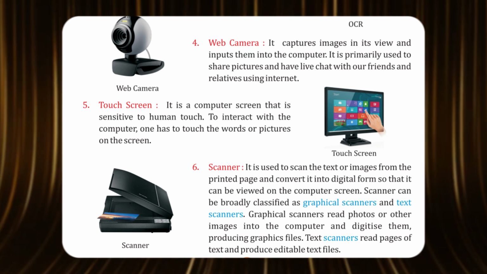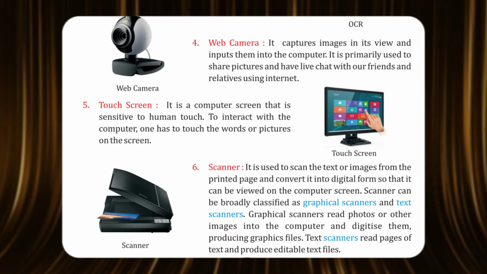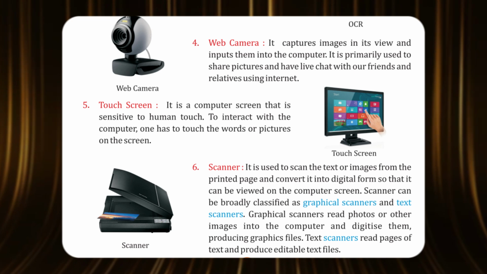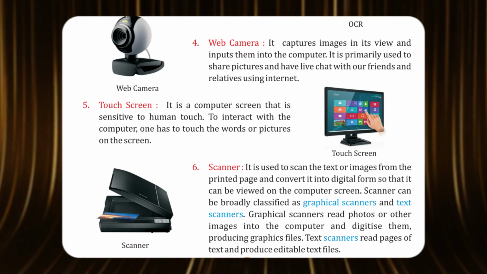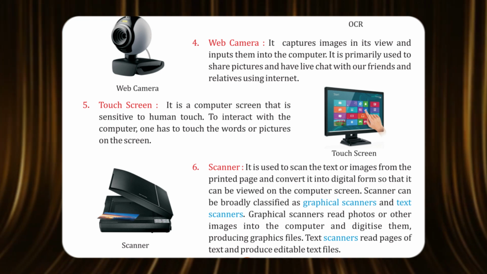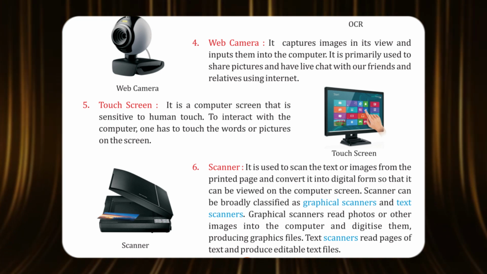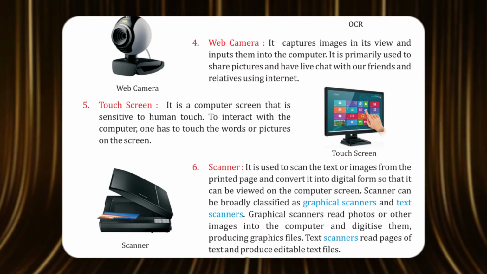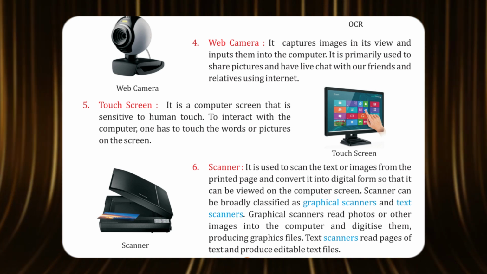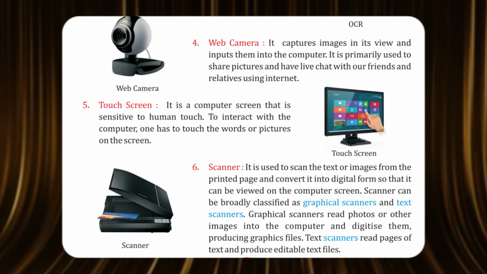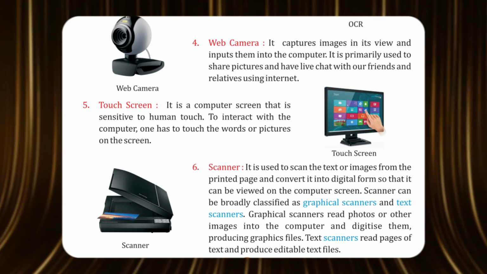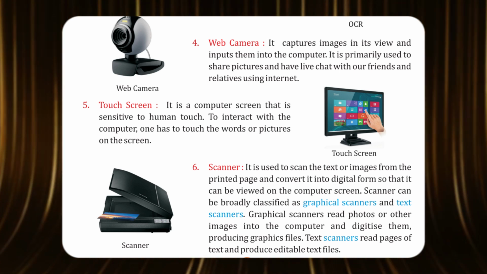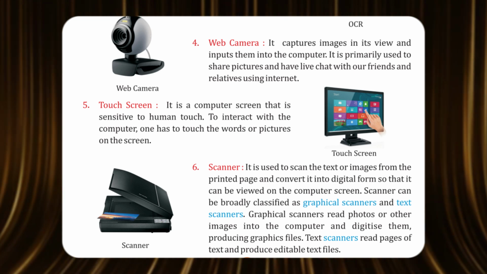6. Scanner. It is used to scan the text or images from the printed page and convert it into digital form so that it can be viewed on the computer screen. Scanners can be broadly classified as graphical scanners and text scanners. Graphical scanners read photos or other images into the computer and digitize them, producing graphics files. Text scanners read pages of text and produce editable text files.